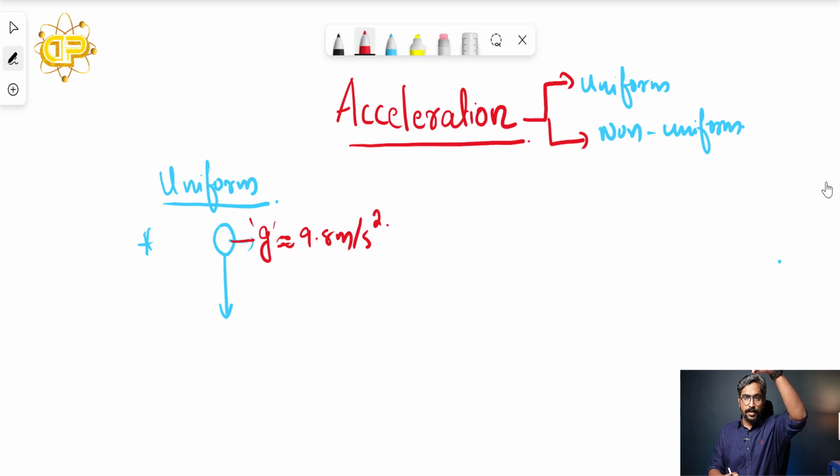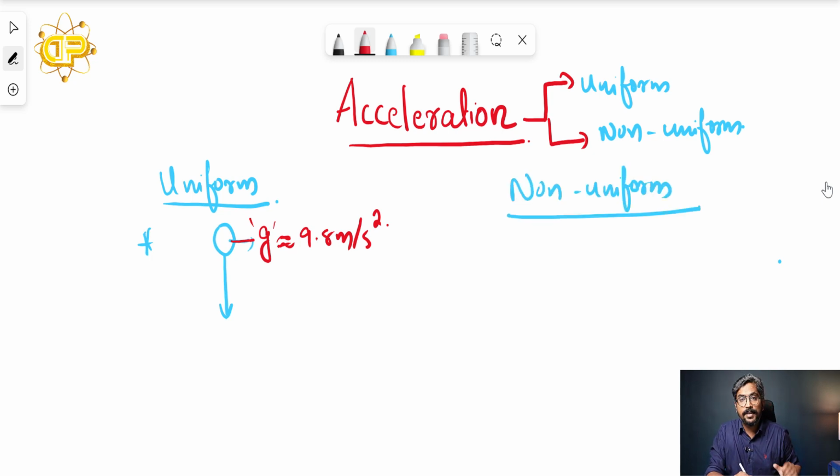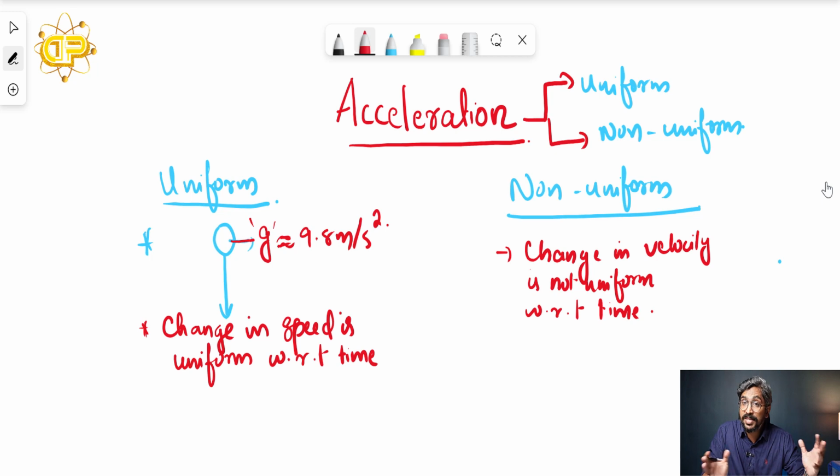Uniform acceleration means its change in speed is uniform. Each time, the speed increases uniformly, and we call it uniform acceleration. In the other case, non-uniform acceleration, the change in speed is not uniform. In nature, the majority of objects follow non-uniform acceleration. Here the change in velocity is not uniform with respect to time, whereas in uniform acceleration, the change of speed is uniform with respect to time.